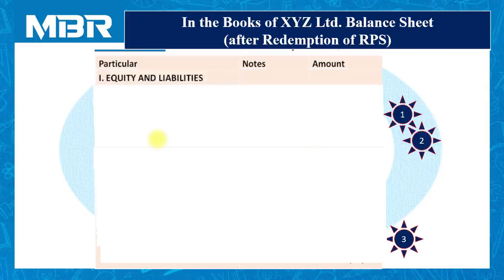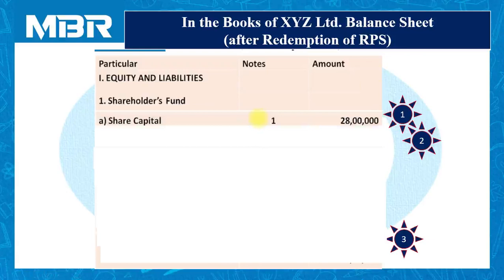In the vertical balance sheet, we have to include the first item as equity and liabilities. In equity and liabilities, we have to insert shareholders' funds. As you all know, shareholders' funds include two items. First, it is share capital. Here the amount of share capital is rupees 28 lakhs.